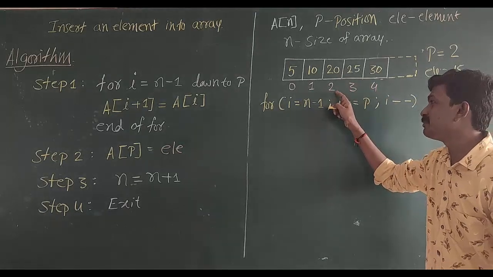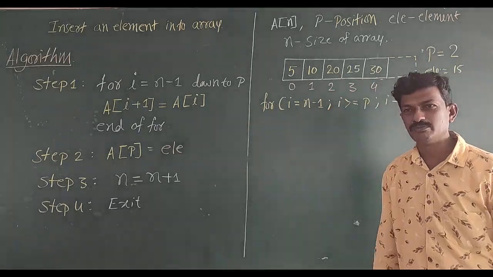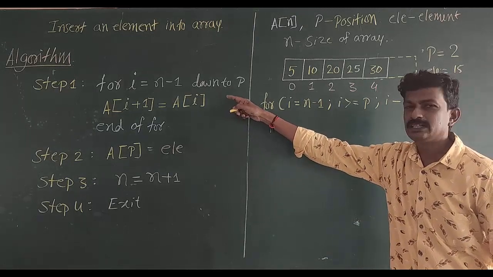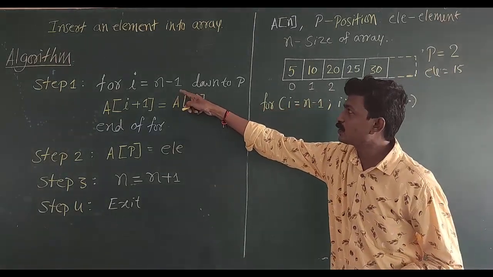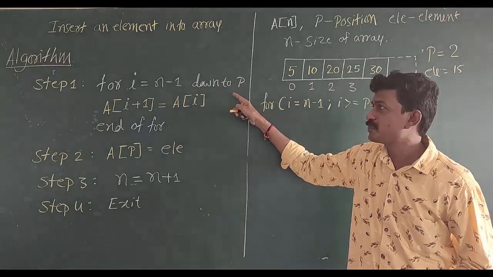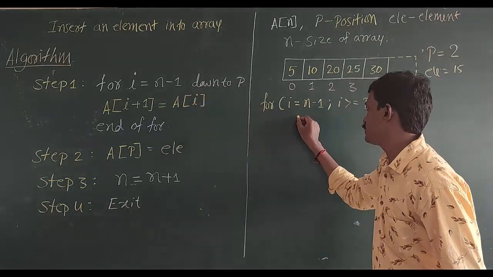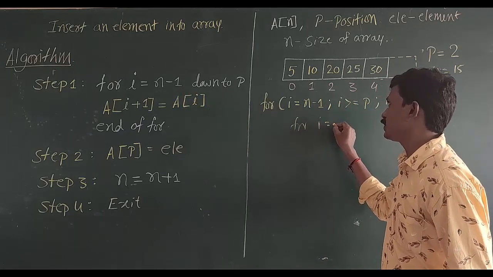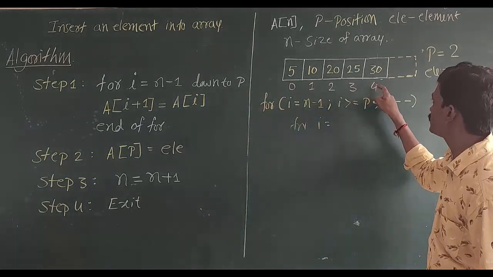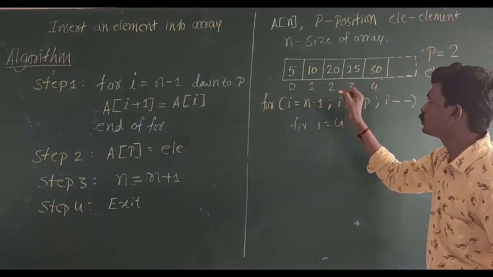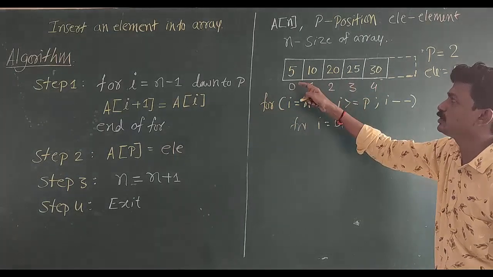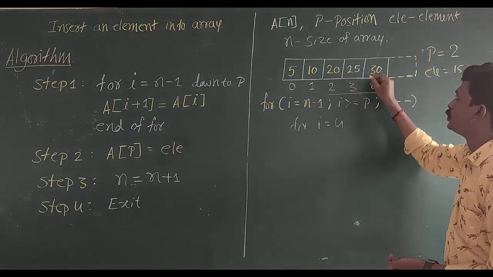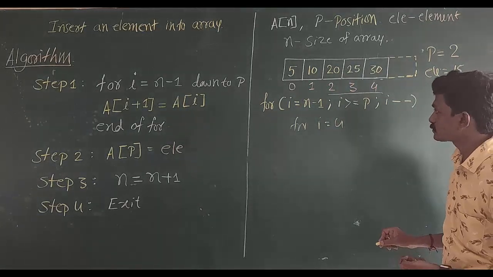Then how are we going to implement it using this algorithm? We are going to trace with the help of this algorithm. First, for i equal to n minus 1 down to p. For i equal to n minus 1, which is 4, down to p, means I need to reach a particular position, and I need to shift all these elements to their higher index.